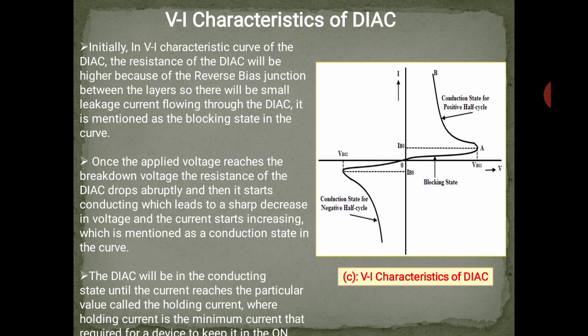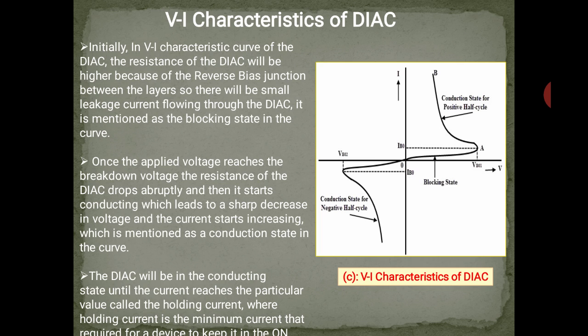VI characteristics of DIAC. The VI characteristic curve of DIAC will be in the shape of Z. The curve will be lying in the first quadrant and third quadrant because they conduct in both positive and negative polarity. The first quadrant represents the positive half cycle where current will be flowing from MT1 to MT2, and the third quadrant represents the negative half cycle where current will be flowing from MT2 to MT1.